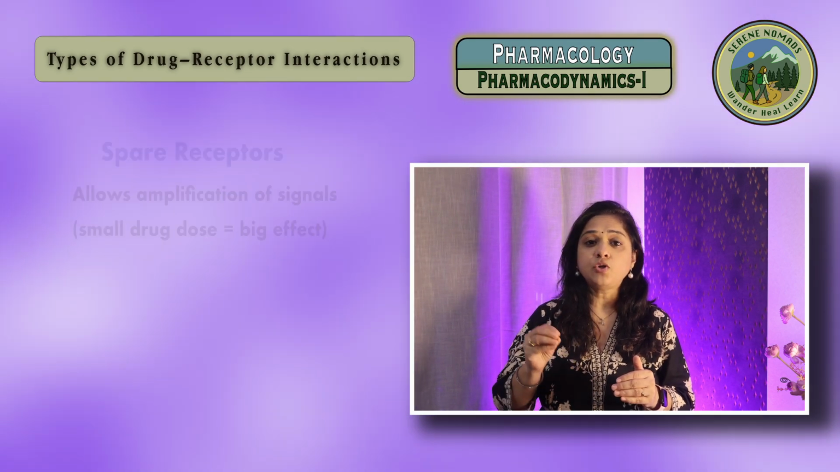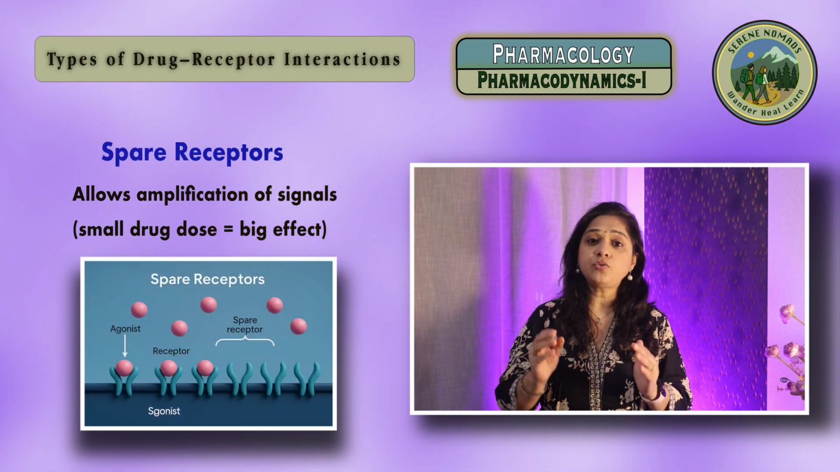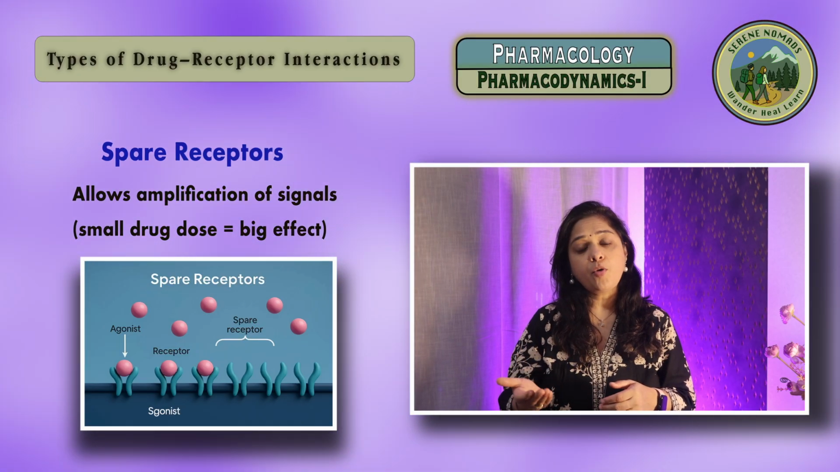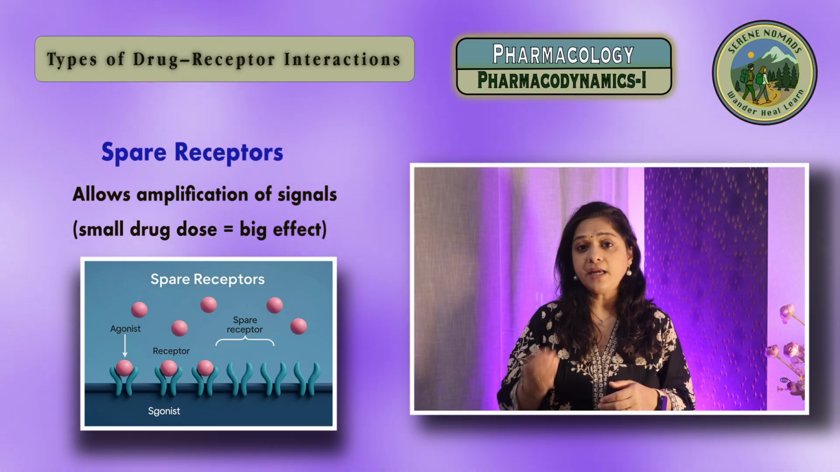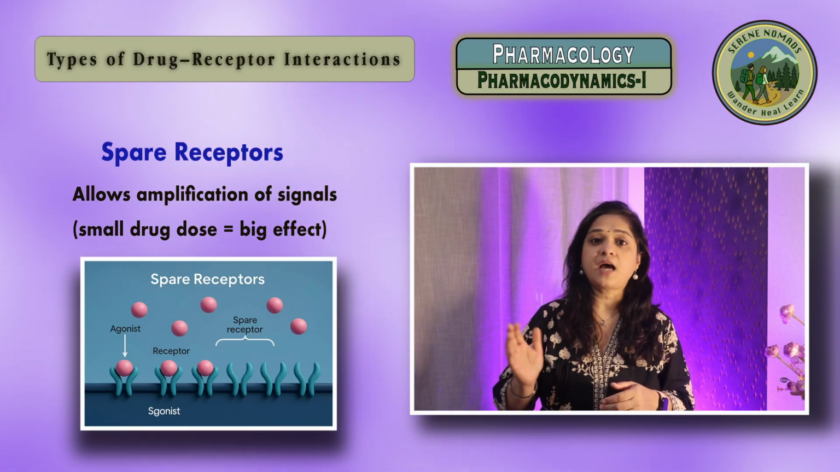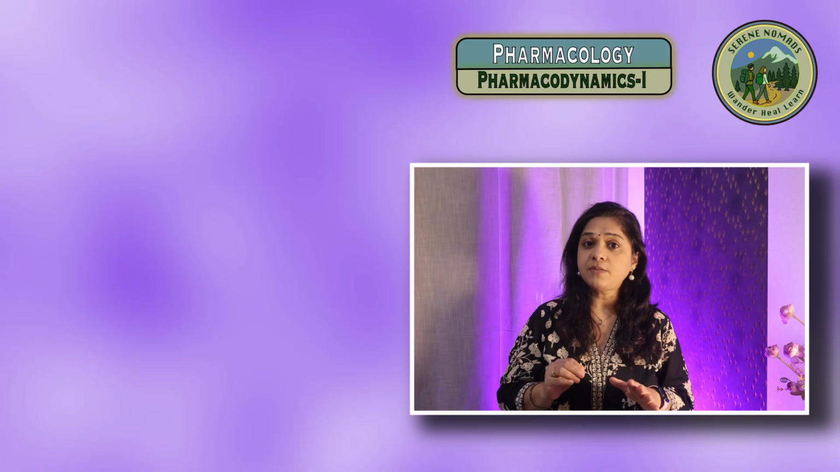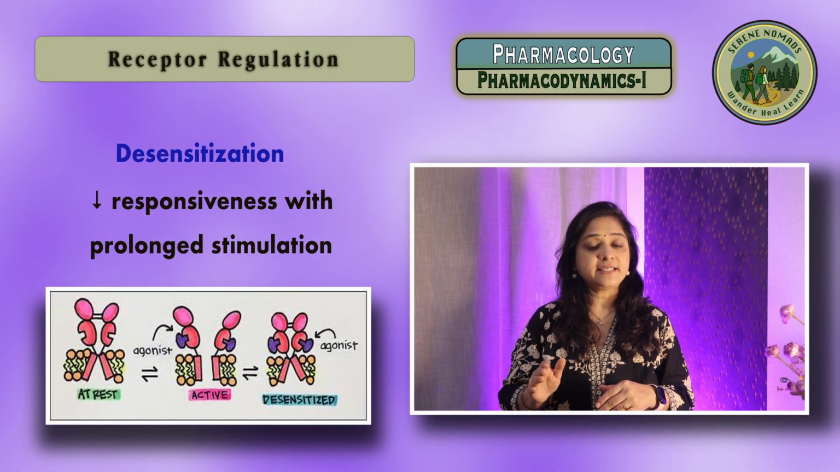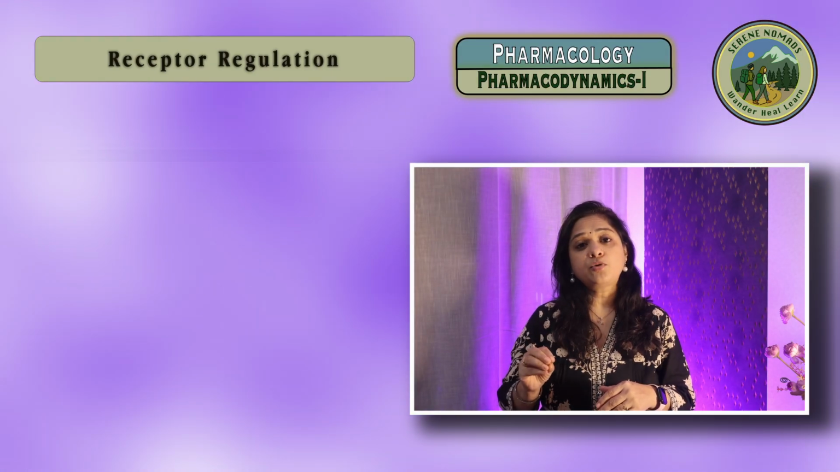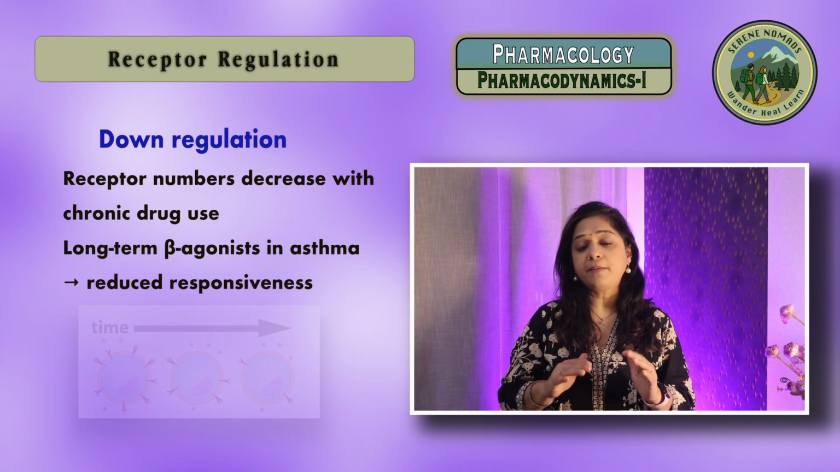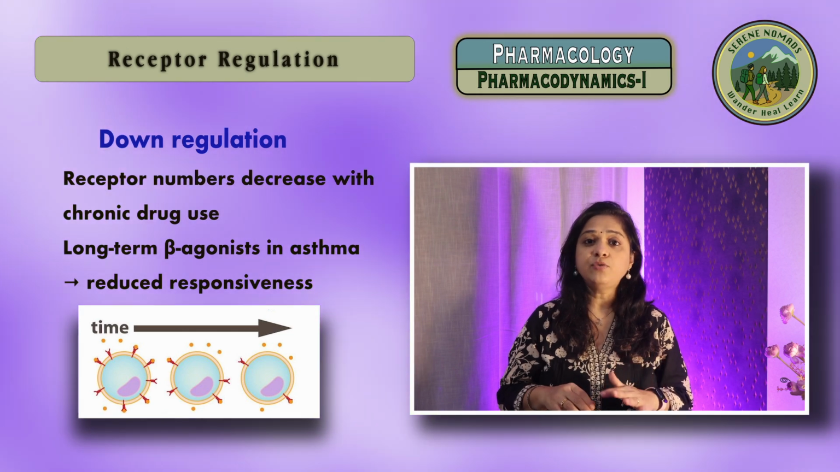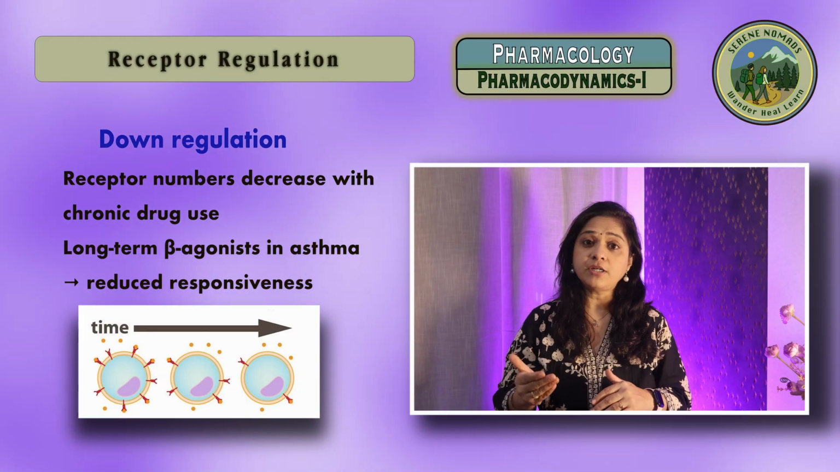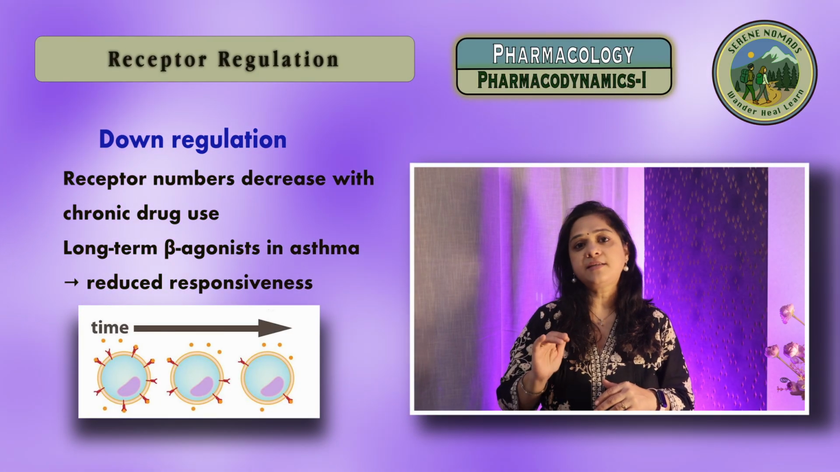In some systems, you don't need to activate all the receptors to get the maximum response. These extra or spare receptors allow the body to amplify signals, meaning a small amount of drug can cause a large effect. With prolonged stimulation, receptors can become less responsive. This is called desensitization. With chronic exposure, receptors may be downregulated, meaning their numbers decrease, reducing drug efficacy. This is seen in long-term use of beta agonists in asthma, leading to decreased responsiveness.